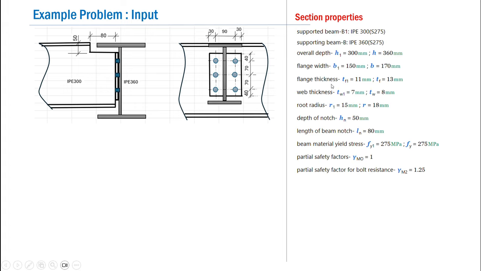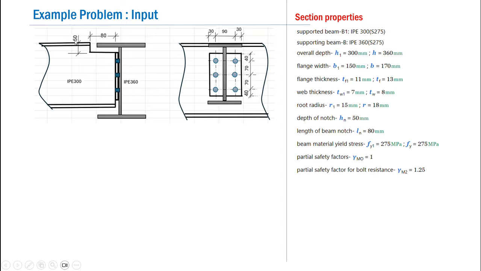Here for the supported beam, all the parameters are identified using a subscript 1, whereas no subscript is used for the supporting beam. Accordingly, as you can see that for the supported beam IPE300, the depth is indicated through H1, that is 300 mm, whereas for the supporting beam, H is used without a subscript, that is H is 360 mm. In a similar way is presented here the flange width, the flange thickness, web thickness, root radius. All these are the section parameters.